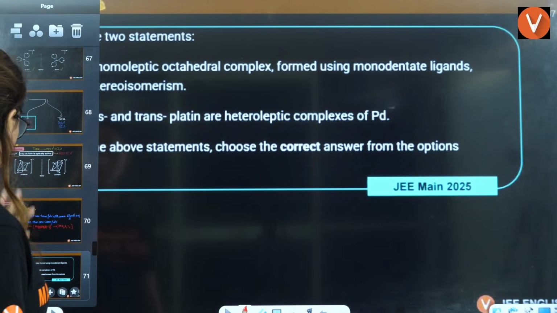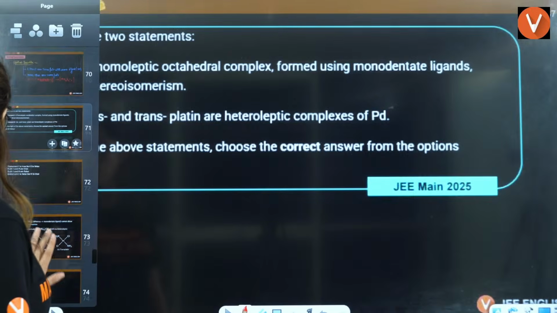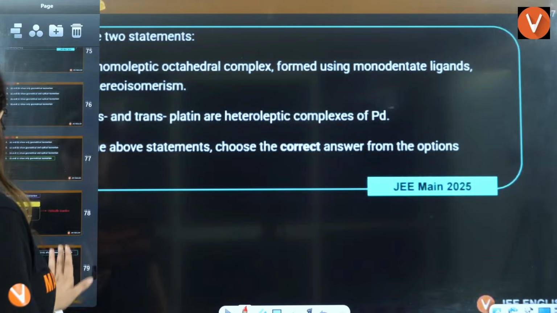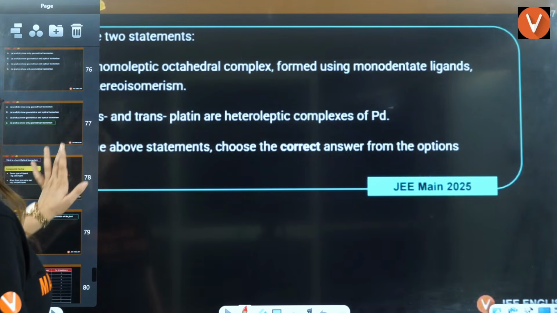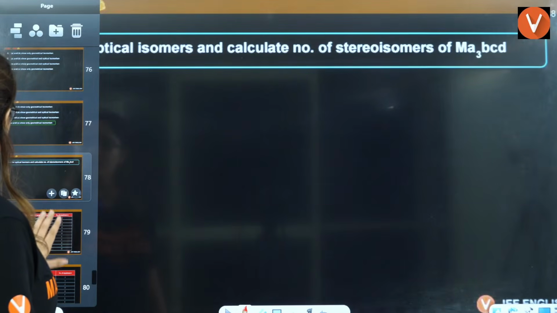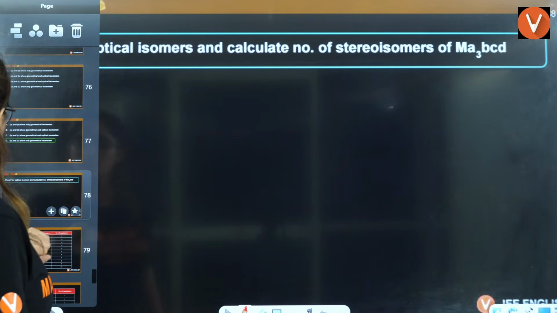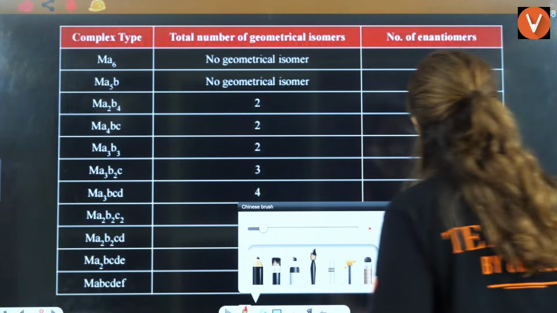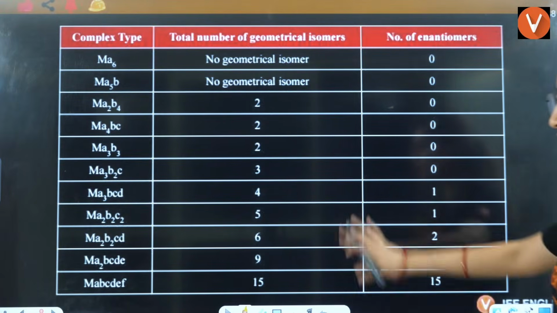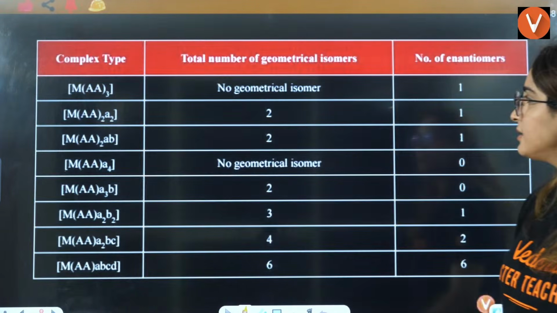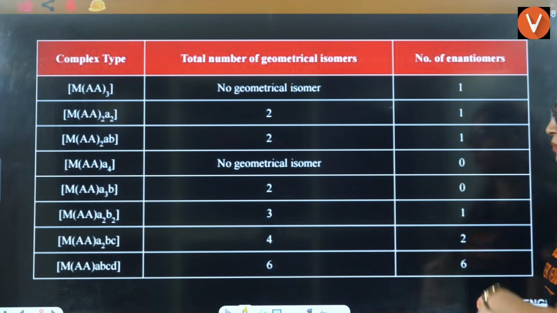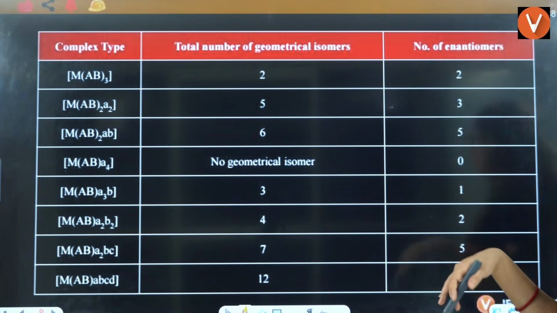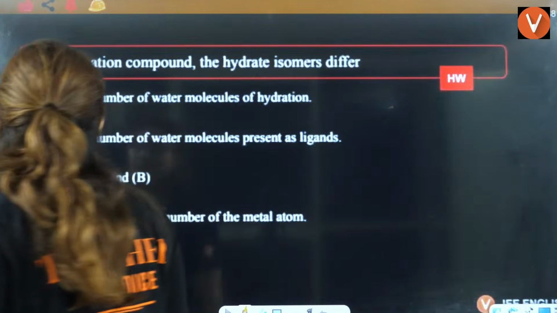Now, this is a question. Let me see how many questions you have. We have two questions exactly here. This we have done. Firstly, I want to show you the tables. This is the first table that you should remember. Second table that you should remember, geometrical isomers, optical isomer, everything is written here. Enantiomers are nothing but optical isomers only.